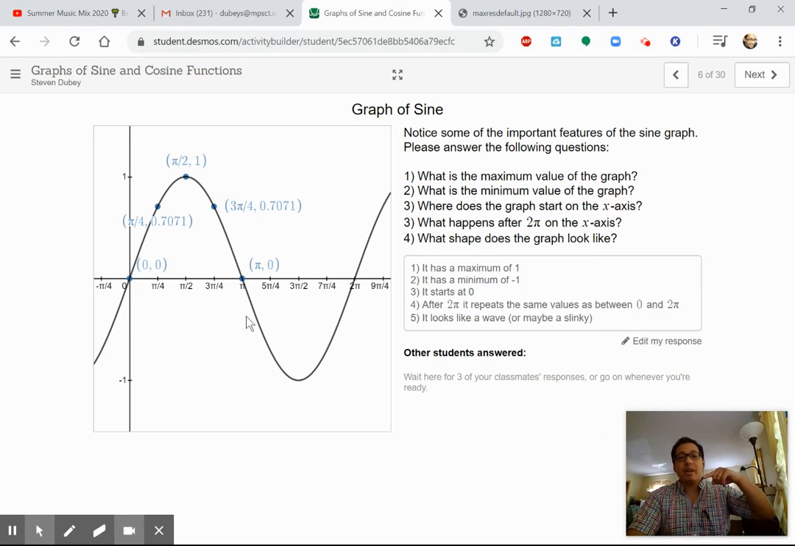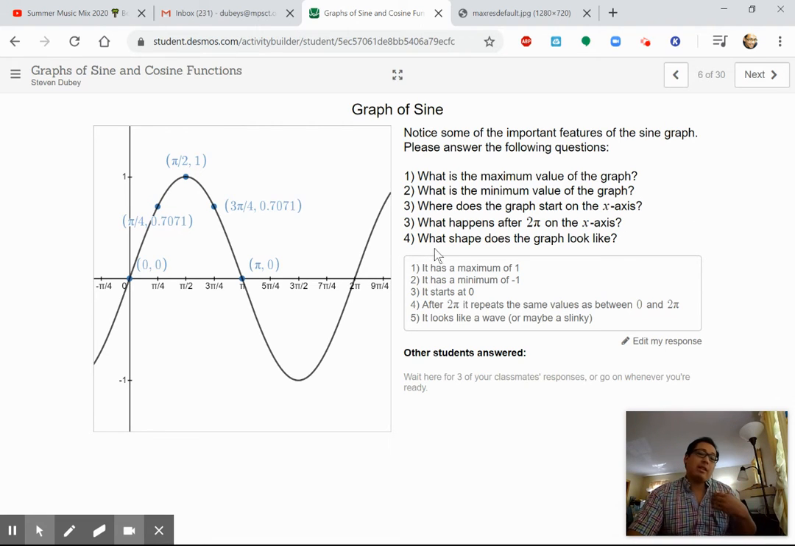And after 2 pi, it repeats the same values as between 0 and 2 pi. It just repeats this same cycle over and over again every 2 pi. Why is that? Because as we go around the circle, right, after 2 pi radians, we've gone completely around the circle, and then we just repeat it again. We keep going around and repeating that process. So the y values are going to just keep repeating.